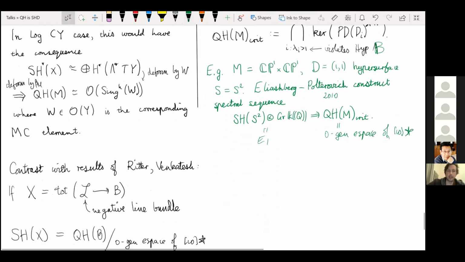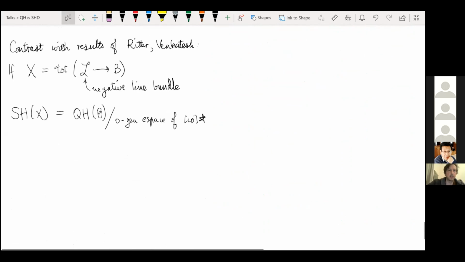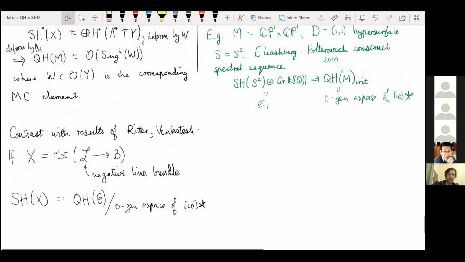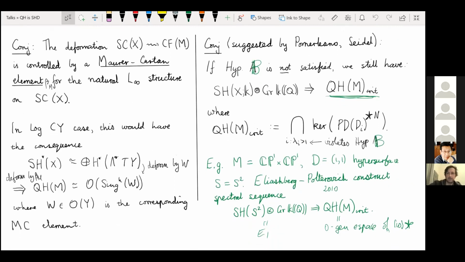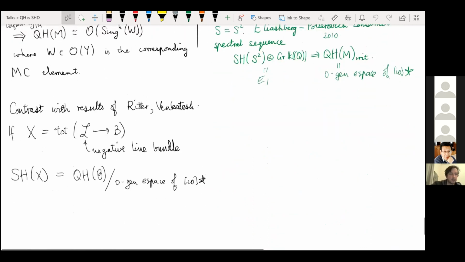It's also interesting to compare this with results of Ritter and Venkatesh about symplectic cohomology of the total space of a negative line bundle. Ritter's result says the symplectic cohomology of X is the quotient of the quantum cohomology of the base of the line bundle by the zero generalized eigenspace. So it's somehow complementary to this conjecture of ours, which says something about the symplectic cohomology only seeing the zero generalized eigenspace rather than the others.